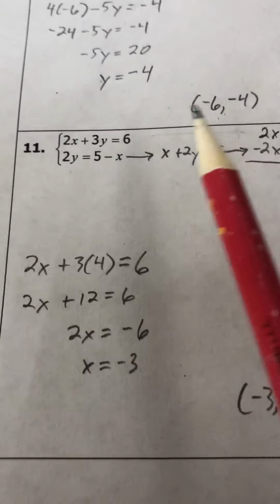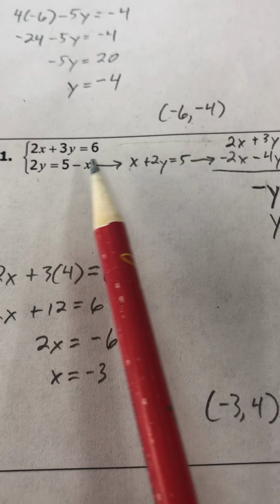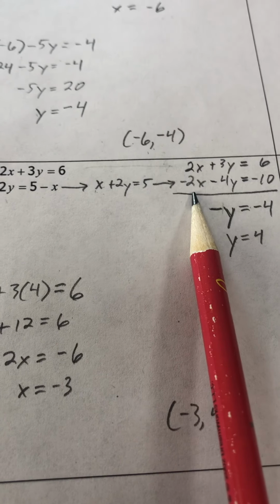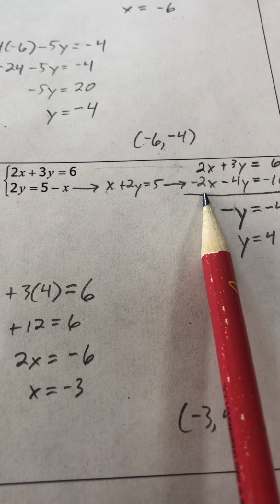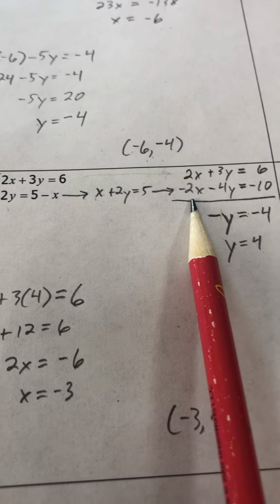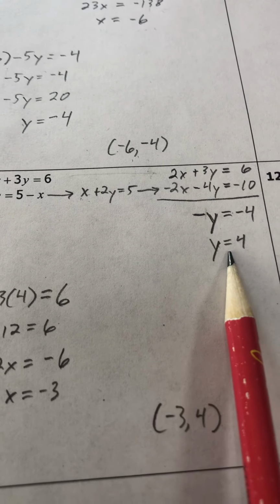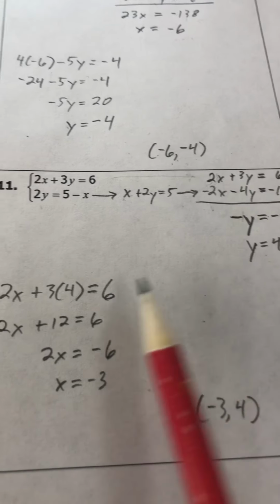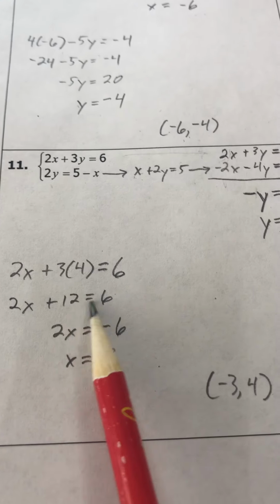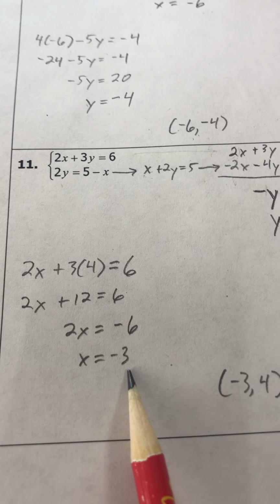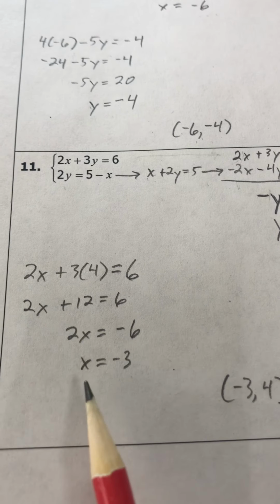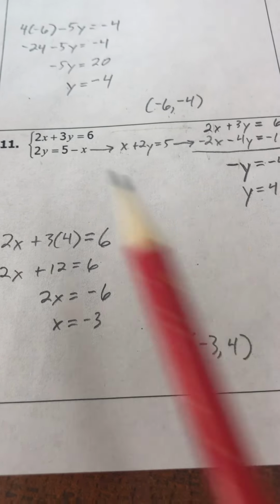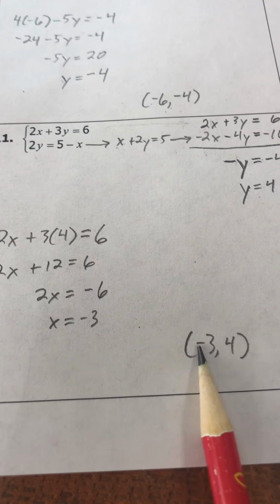And last but not least, number 11, I only had to change the bottom. First of all, I had to change it into standard form. Then I multiplied everything by negative 2. So multiplying everything by negative 2 gives me y equals 4. It canceled out my x's, eliminated my x's. I substitute in for that y value, and I end up getting, for my x value, negative 3 once I isolate the variable. So your point of intersection, the solution for this system of equations, is negative 3, 4.